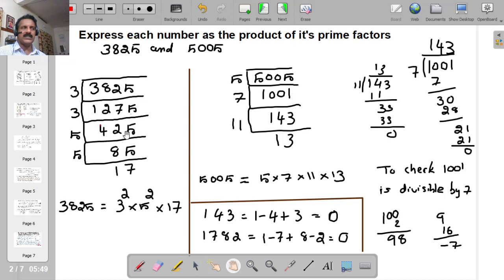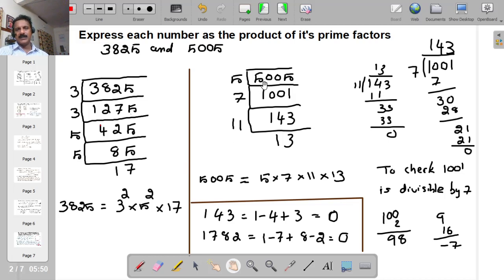We have to check the divisibility of 425 by 3. 4 plus 2 is 6, 6 plus 5 is 11. 11 is not divisible by 3. So it is not divisible by 3. But it is ending with 5, so 425 is divisible by 5. When we divide 425 by 5, we got 85. 85 is again divisible by 5, giving the result as 17. 17 is a prime number, so further factorization is not possible. So 3825 can be written as 3 squared times 5 squared times 17.